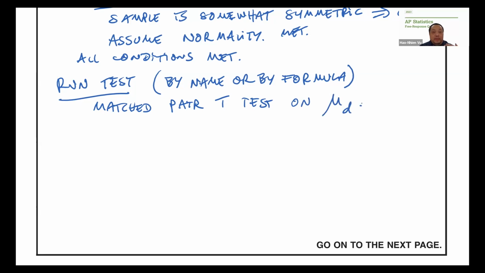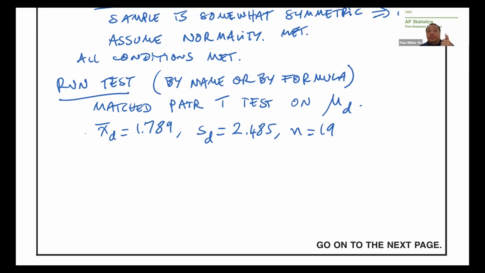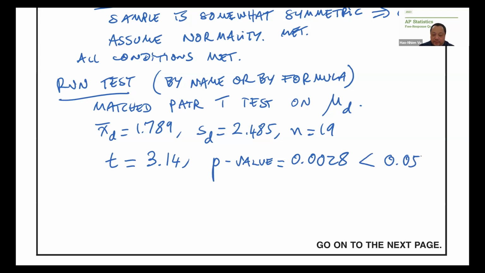And one thing I advise people to do if you have time is to put in the input. For a hypothesis test, the AP always requires both the test statistic and the p-value. This p-value is less than 0.05, so we reject H0. That's the end of the calculation.